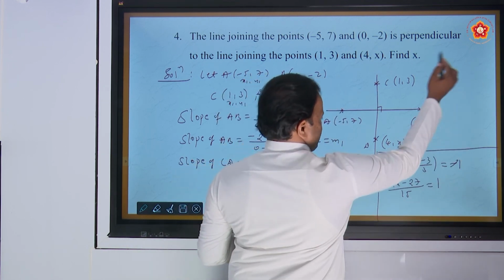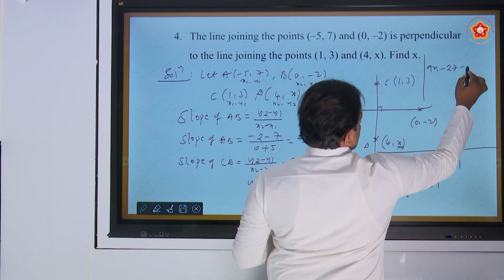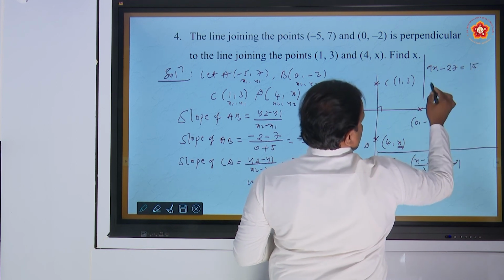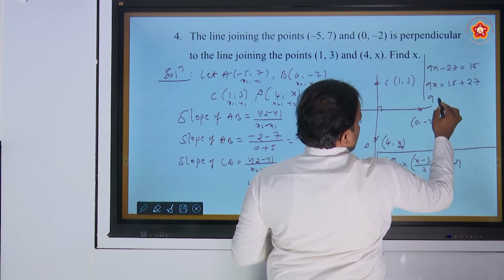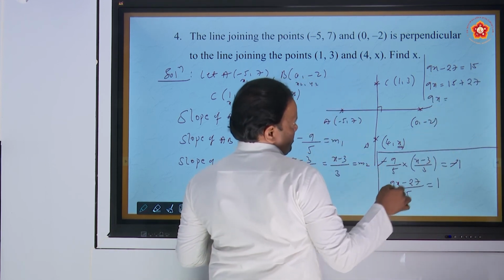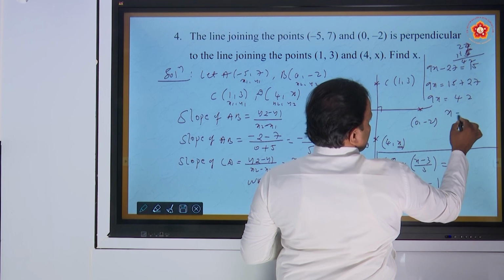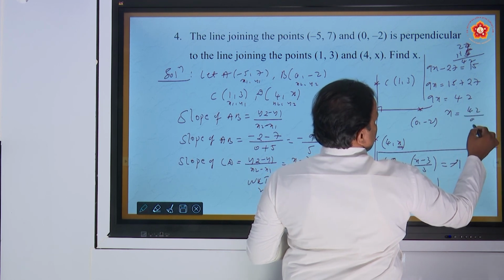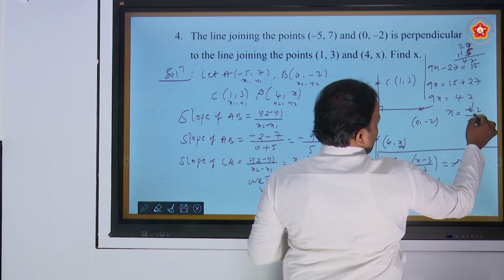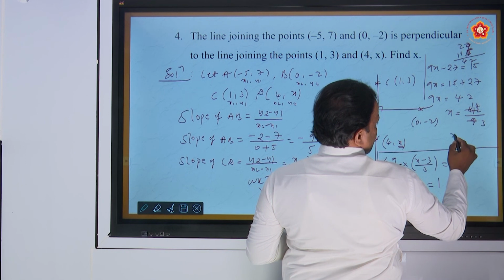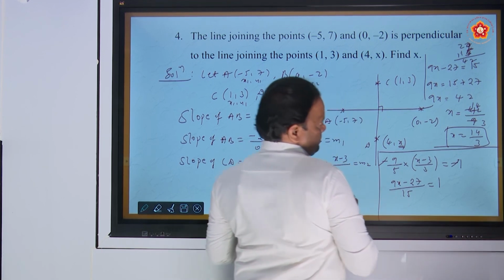Correct? We take 15 to this side. 9x minus 27 is equal to 15 ones are 15, so 9x is equal to 15 plus 27. How much? 7 plus 5 is 12, carry 1, this is 4. So what is x equal to? 42 divided by 9. If you cancel, you have to cancel it by 3. 3 3s are 9, 3 14s are 42. What is remaining? x equal to 14 by 3.